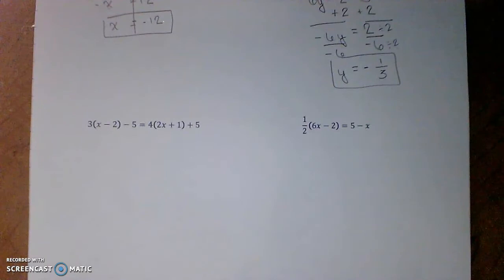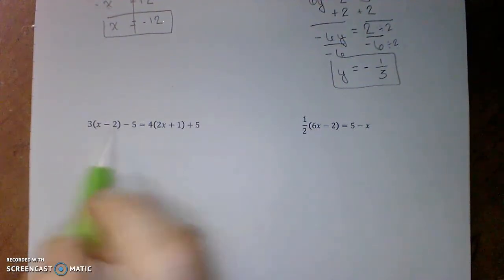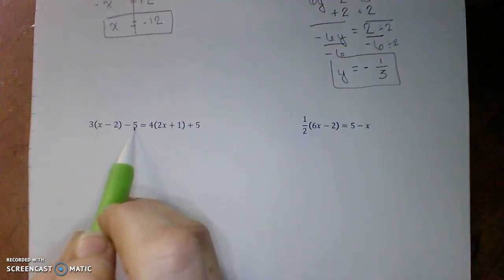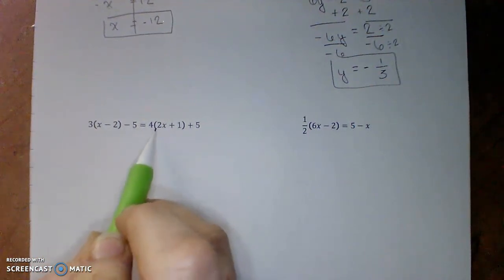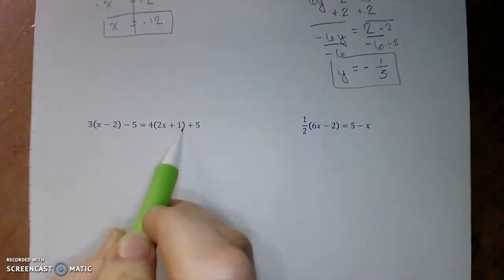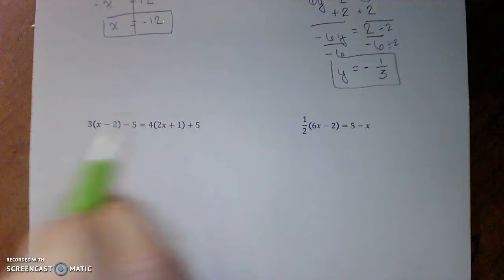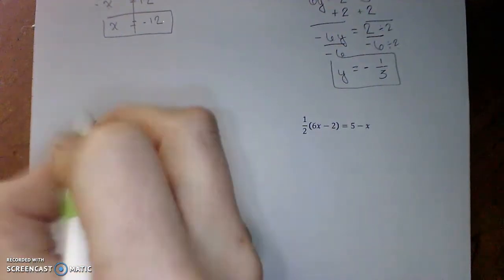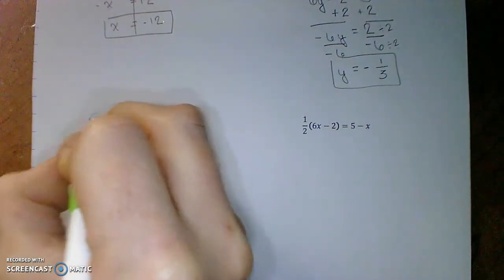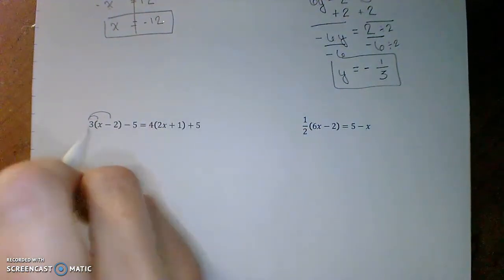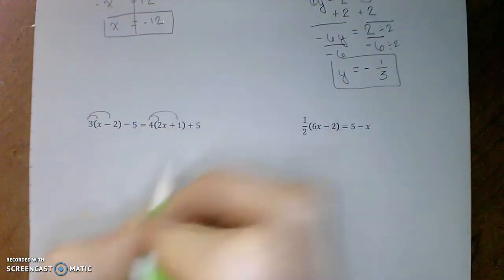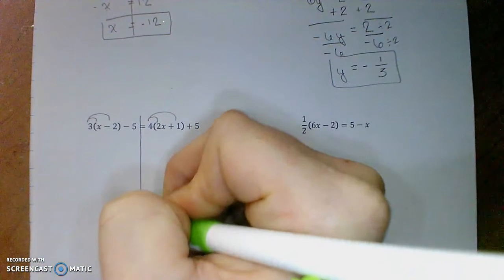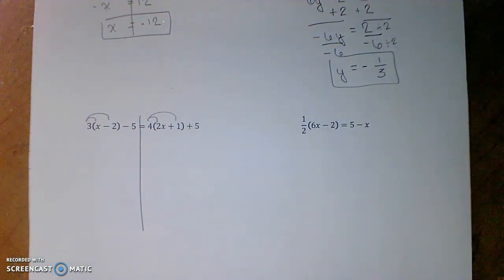All right, we'll do these last two problems now. 3 times x minus 2 minus 5 equals 4 times parentheses 2x plus 1 and parentheses plus 5. I'm going to need to simplify both sides of this equation here. So I'll distribute in the 3 on this side, and on this side I'll distribute in the 4. And I'll write in the helping line here for myself.